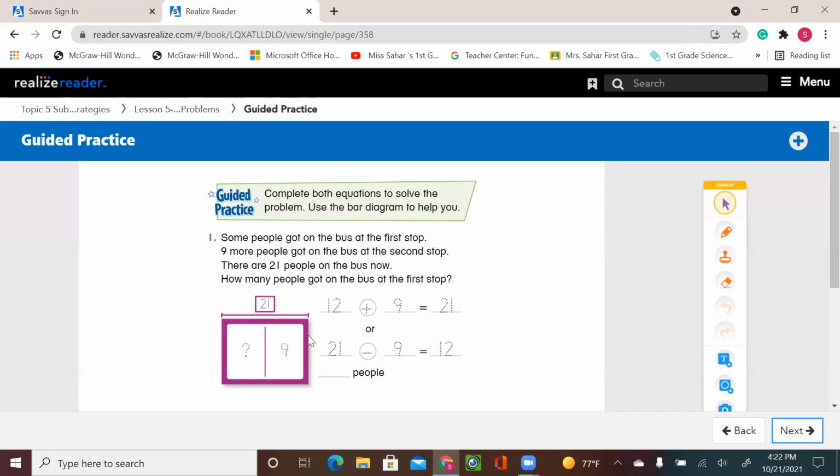So if I use the first one, I'm looking at my bar diagram. I know I have the total or the whole. I know that I have one part. So I'm going to say a number plus 9 equals 21, which is 21 take away 9 equals 12. So as you see, in both ways, my answer was the same. Okay, so this is how to solve a problem using 2 steps. So you have something to do first, and then you go for the second step.